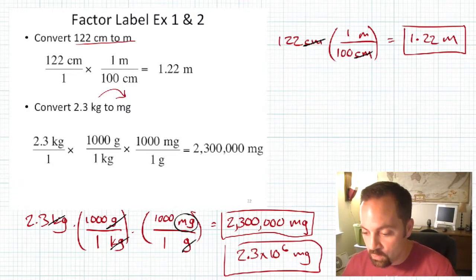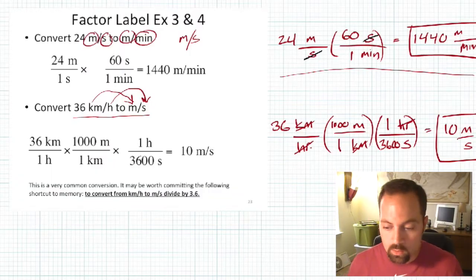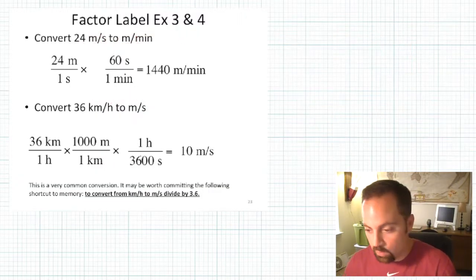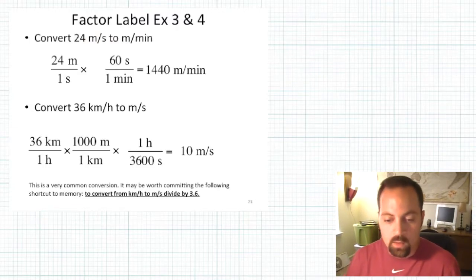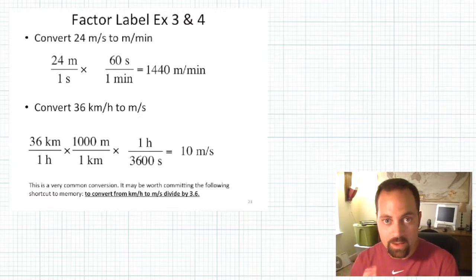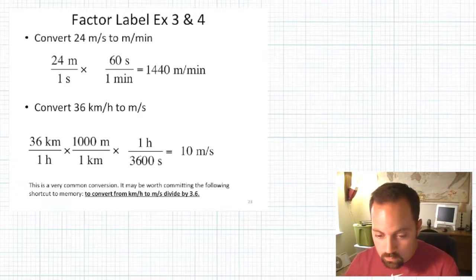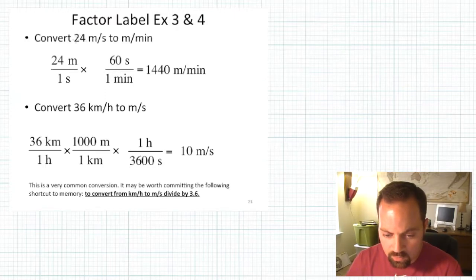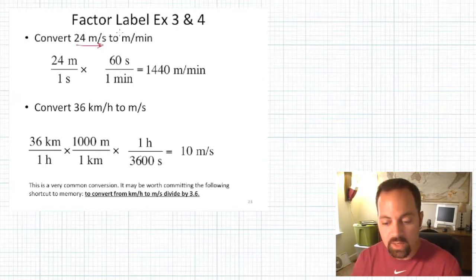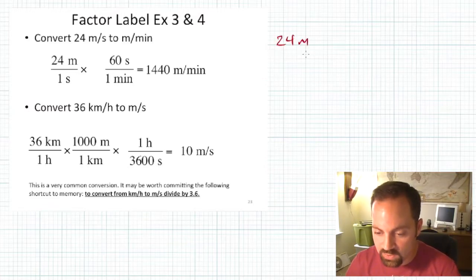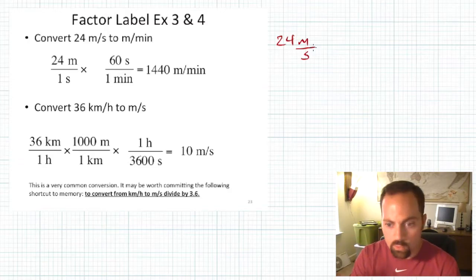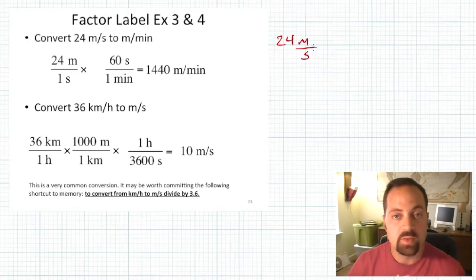Let's do a little bit more complex ones here. Oh, this one I forgot to delete. So we want to convert 24 meters per second now to meters per minute. This is written kind of horizontally here. I always like writing my fractions very vertically up and down, so I know which is the top and which is the bottom, which is the numerator, which is the denominator. So 24 meters per second, that's going to be a velocity or a rate of speed. And I want it to be meters per minute.